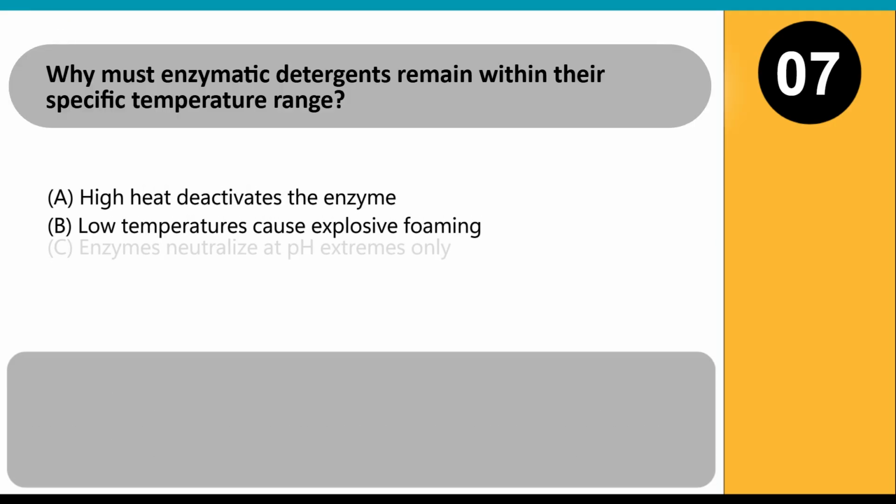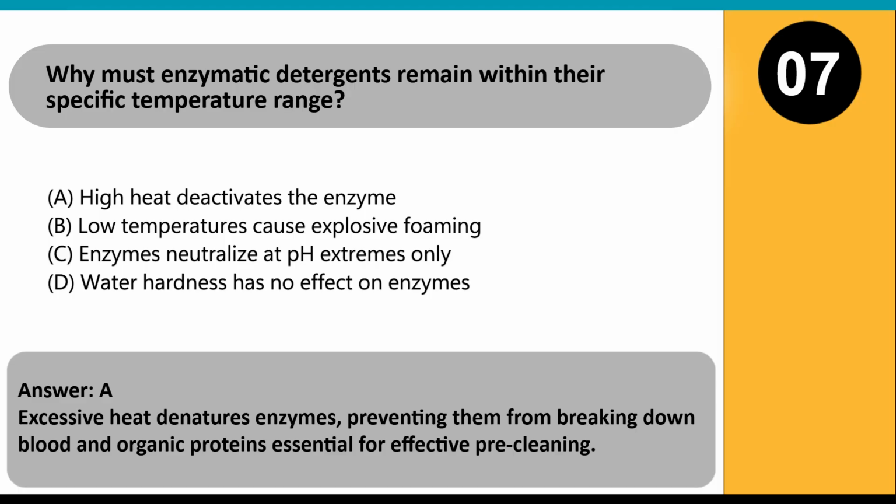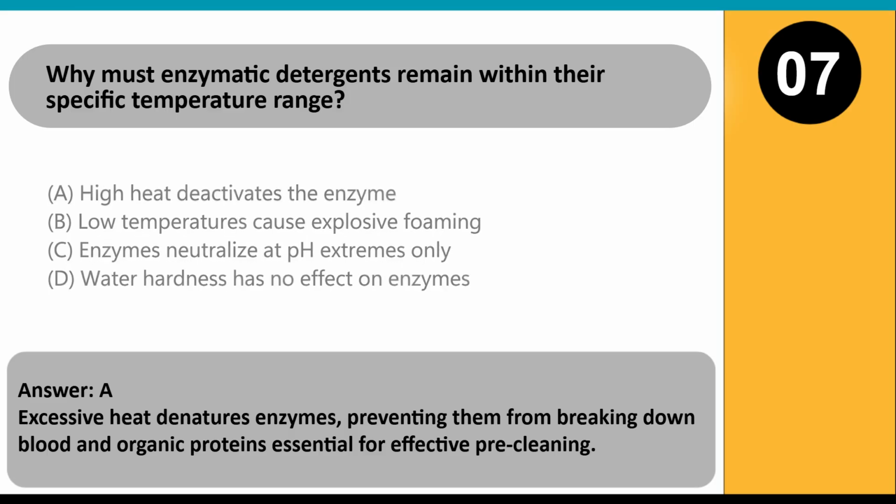Why must enzymatic detergents remain within their specific temperature range? A. High heat deactivates the enzyme. B. Low temperatures cause explosive foaming. C. Enzymes neutralize at pH extremes only. D. Water hardness has no effect on enzymes. Answer: A. Excessive heat denatures enzymes, preventing them from breaking down blood and organic proteins essential for effective pre-cleaning.